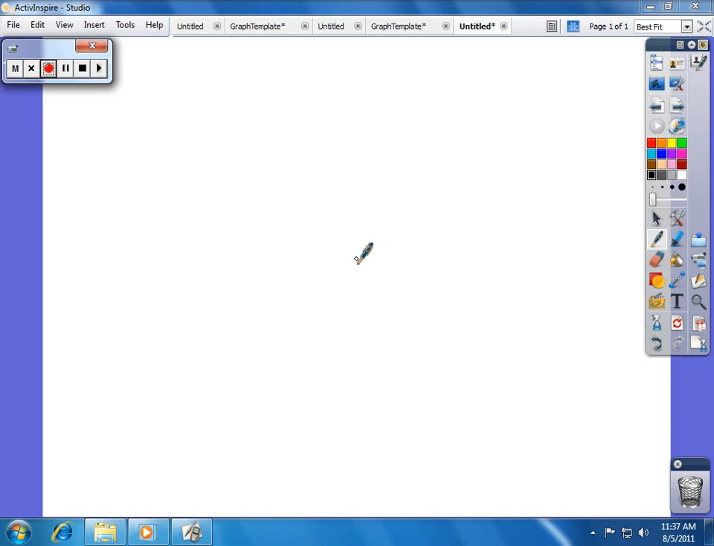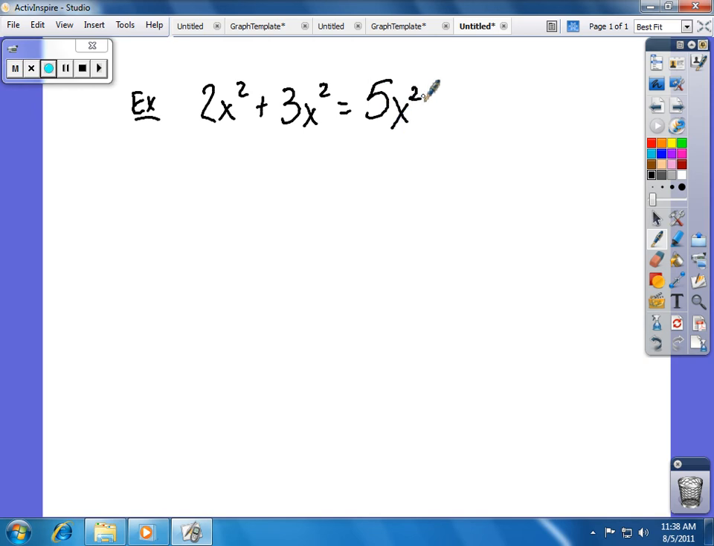Hi, in section 5.2 we're going to talk about adding and subtracting polynomials. As a reminder to start off, you can only combine like terms. So, for example, we can combine the terms 2x squared and 3x squared to 5x squared, but we cannot combine 2x squared plus 3x because the x's are not like terms.